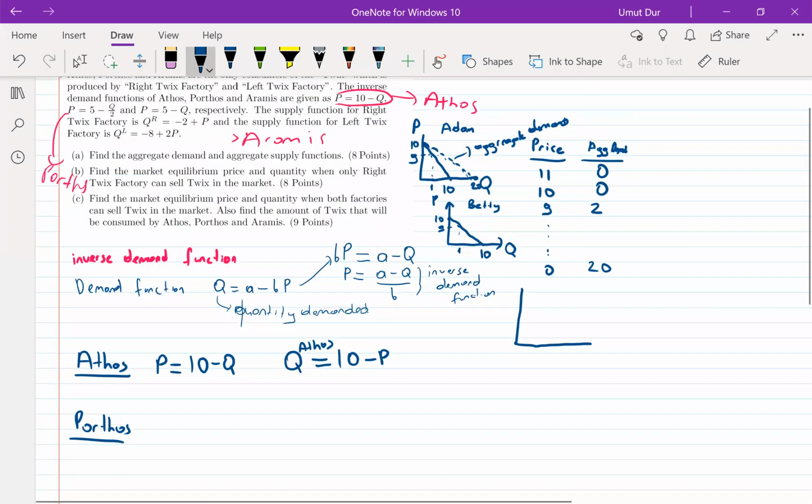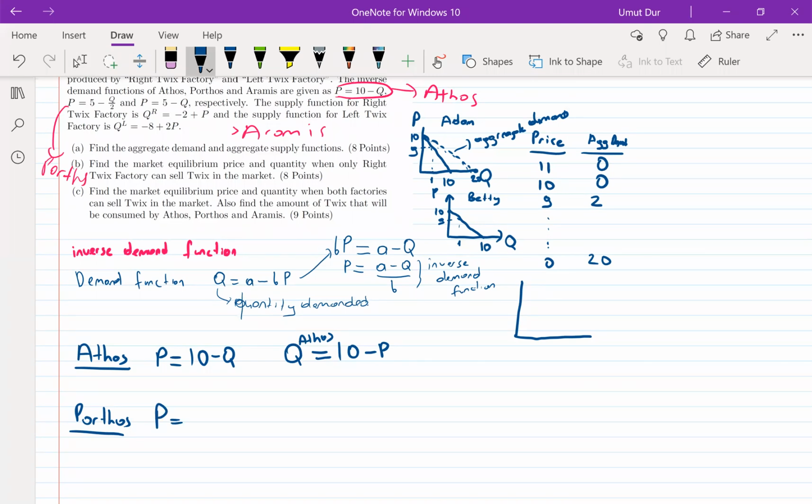The inverse demand function is given as P = 5 - Q/2. Then the demand function for Portos is, so I'm taking the Q term to the left hand side and the P term to the right hand side. This is simple math. I will multiply both sides by 2, then Q Portos is equal to 10 - 2P.